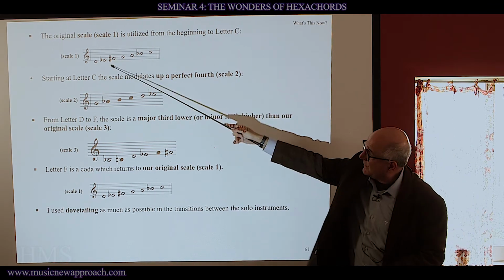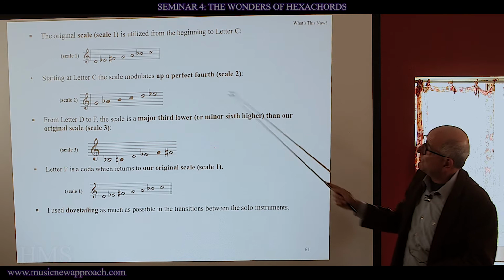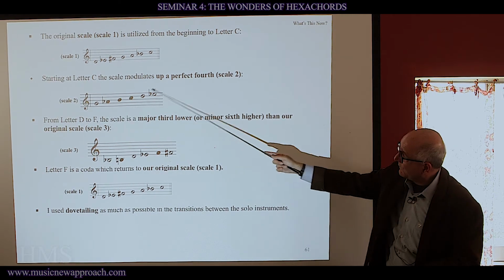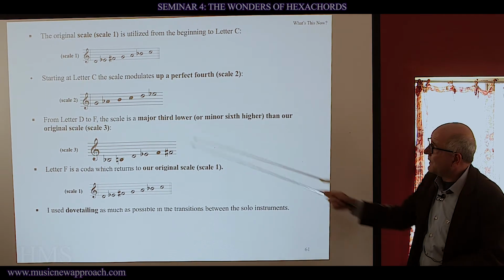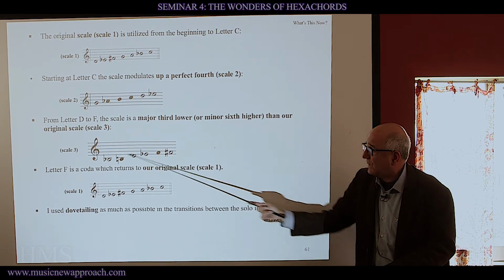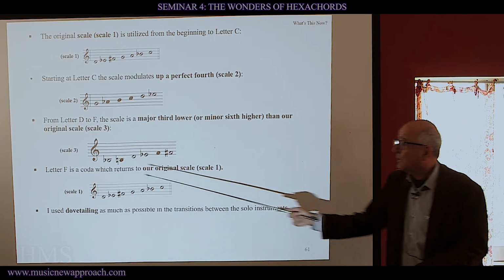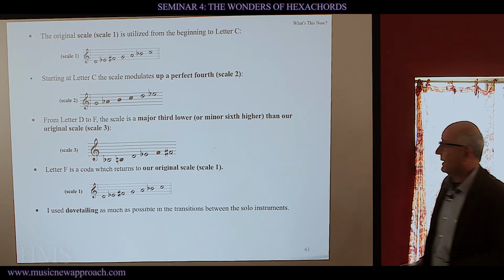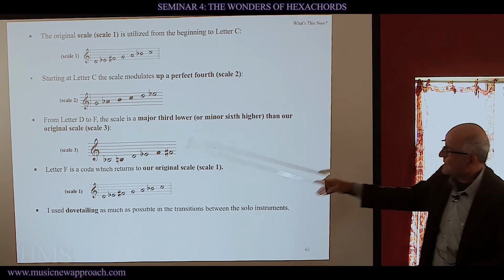We start in our beginning, our initial hexachord here. Then we modulate up a perfect fourth. We have three common tones. Then we go a major third lower than our original scale with four common tones. And then at letter F, we go back to our original scale. I use dovetailing as much as I can.